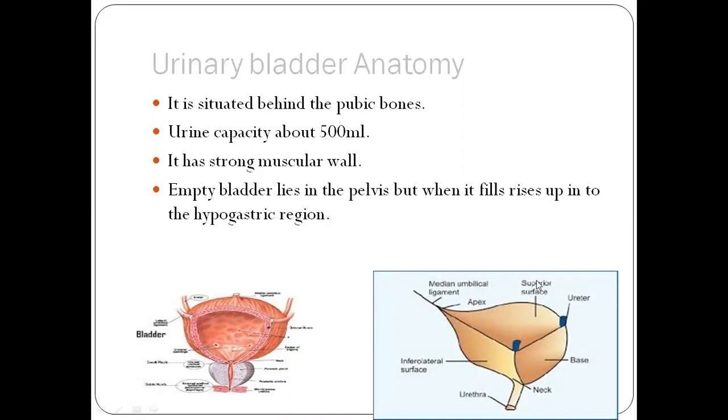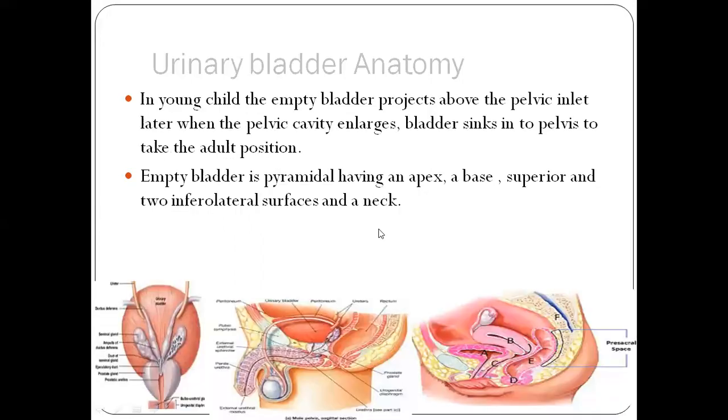This is the urinary bladder. It is pyramidal in shape. It has an apex. It has a superior surface. It has a posterior surface or the base, and it has two inferolateral surfaces. So this is an inferolateral surface, and the other is on the other side. This is the neck of the bladder, which receives the base of the prostate in case of male. So this is again the urinary bladder.